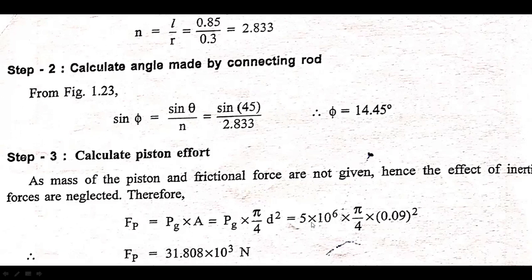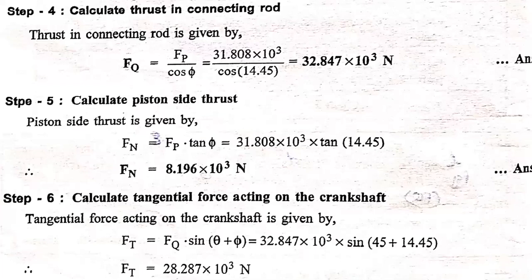Then the piston effort, so Fp is equal to Pg into area, and Pg we already have, 5 into 10 raised to the power 6, and area is pi by 4 d square. So we are getting 31.808 into 10 raised to the power 3 Newton. Second is the thrust in the connecting rod, which is Fq. Fq is equal to Fp divided by cos phi. So we are getting 32.847 into 10 raised to the power 3 Newton.